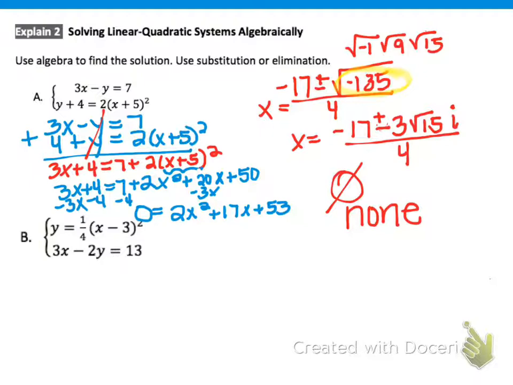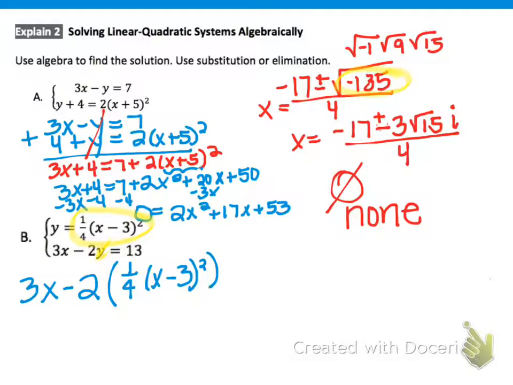So the second one is kind of perfectly set up for substitution. I mean, it's not, none of these are really ideal. But what I could do is I could take what this one says y is equal to and put it right in the other equation right there for y. So let's see, that would look like this. 3x minus 2 times 1/4 times x minus 3 squared, okay, and then equals 13.